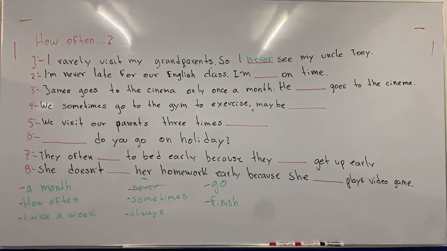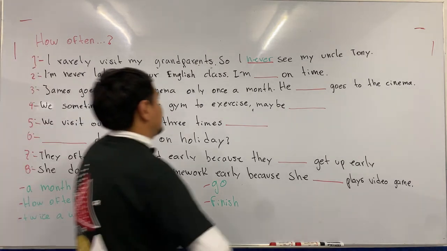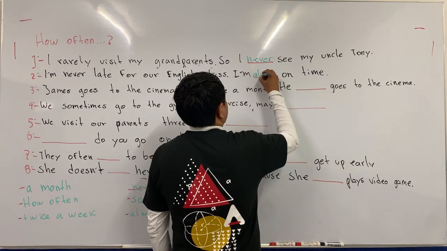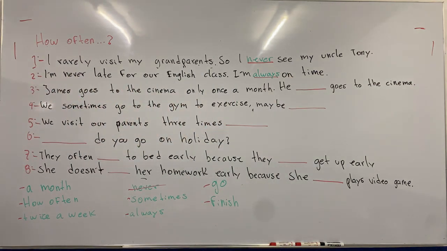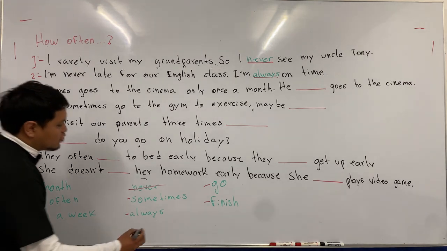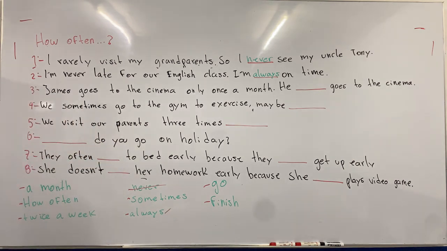The next, I'm never late for our English class. That I'm always on time. I'm always on time. Yo siempre llego temprano, right? And I told you that we use always 3 times. Y te había dicho que vamos a ocupar always 3 veces. Llevamos una. The third sentence.